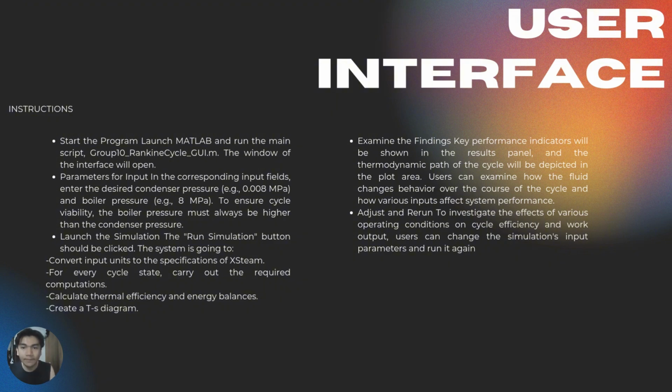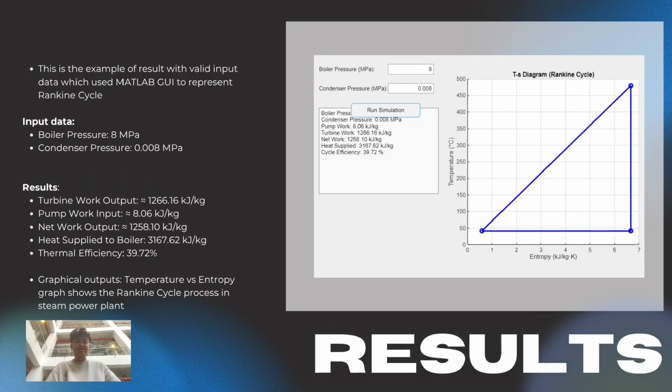Thank you. Next, I will be presenting the result part. So this part shows an example of a successful simulation using our MATLAB default user interface to represent the Rankine cycle. So we use these values. For boiler pressure, we put 8 megapascal. For condenser pressure, we put 0.008 megapascal. Based on these inputs, the simulation produced the following results.